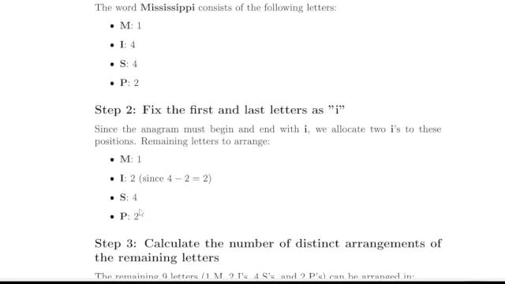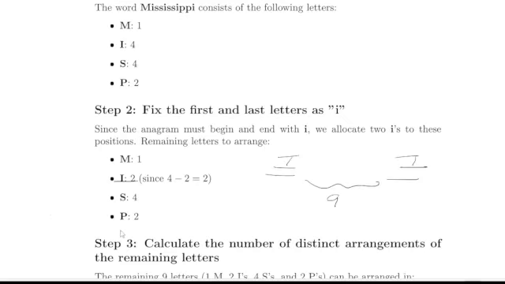So the way it's going to work is we're going to assign the first and the last letter as I. That cuts down to now having 2 I's. There's still 1 M, still 4 S's, and 2 P's. So there's going to be a remaining 9 letters that we have to rearrange.